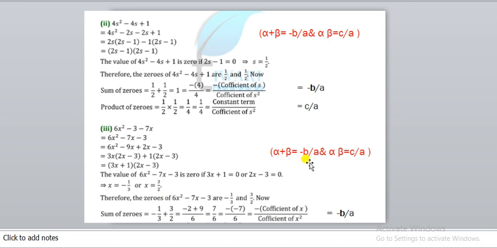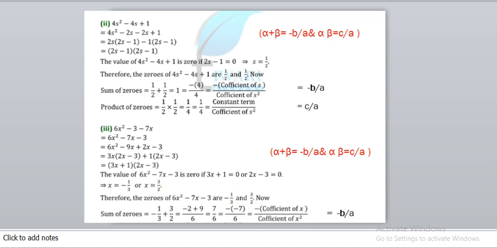Now see the right hand side, minus b upon a. What is the value of b here? This is a coefficient of x, so it is minus 7. Minus into minus, because already minus b upon a we are taking here. So minus into minus 7 upon 6. 6 is the coefficient of x square. So we get here 7 upon 6.